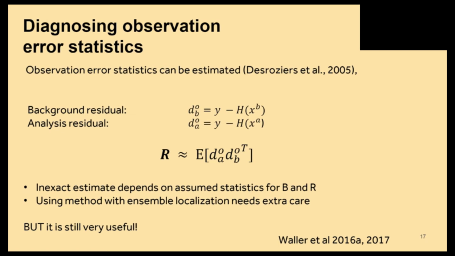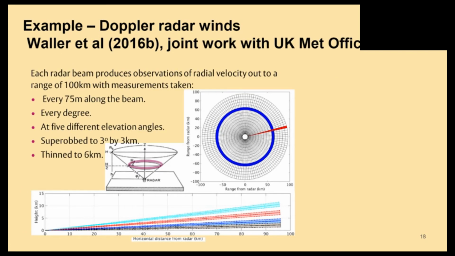So this is an example for Doppler radar that we did with the UK Met Office. And in this picture, this is just the Doppler radar wind configuration for the UK Met Office. Each radar beam produces observations of radial velocity out to a range of 100 kilometers. We've got observations every 75 meters along the beam, at every degree around the beam, and at 5 different elevation angles that you can see in the bottom picture. There's super-obbing to 3 degree by 3 kilometer boxes and thinning to 6 kilometers.